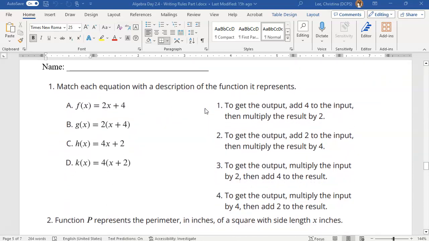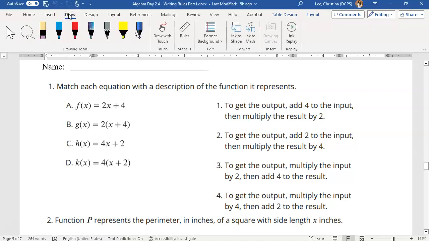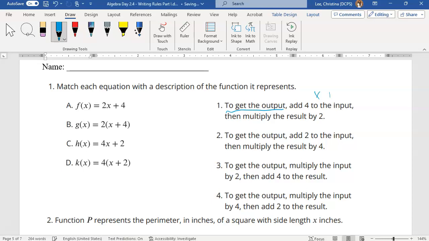So it says match each equation with the description of the function it represents. I strongly recommend for this that you read the description on the right first and then look for what matches up with that. So to get the output, add 4 to the input, so that's x plus 4. Then multiply the result by 2, so that means there's going to be a parentheses because I'm multiplying the whole thing by 2. That matches nicely with there.